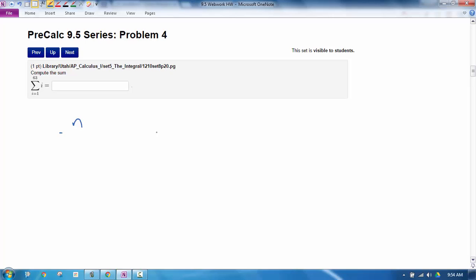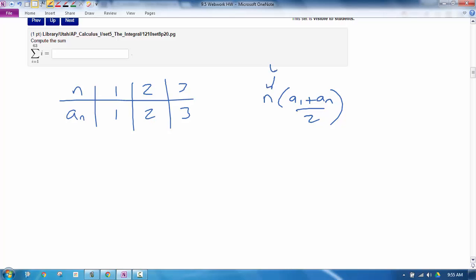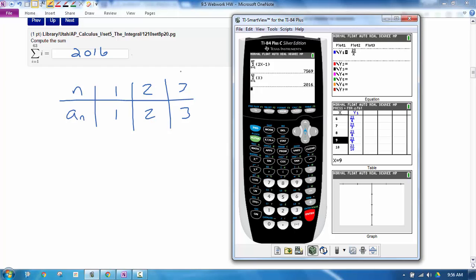Okay, the next one, our sequence is, the first term is 1, the second term is 2, third term is 3. So it's arithmetic where you're adding 1 each time. So you can use the finite arithmetic formula again like we used in the last problem off our formula sheet right here, where you have 63 terms. The first term is 1. The 63rd term is 63, and you can divide by 2. So it's pretty easy. It's basically the middle of these numbers, 1 and 63, times how many numbers there are. And you can also use your calculator by plugging this in like we did the last problem in summation notation. Either way, what you get for this is 2016.